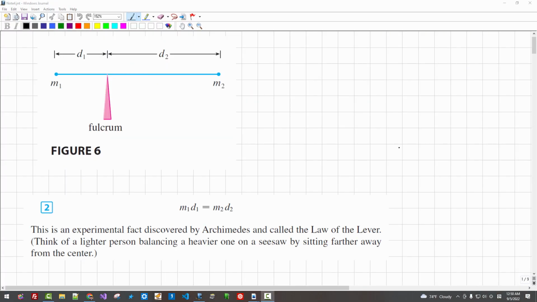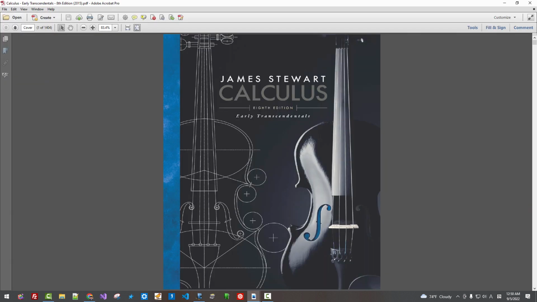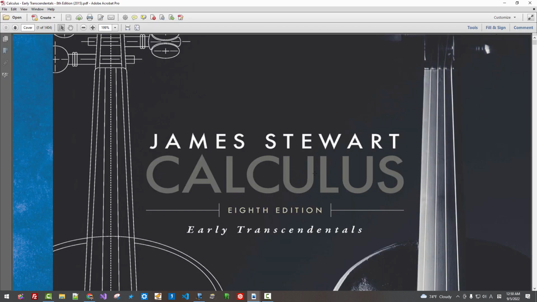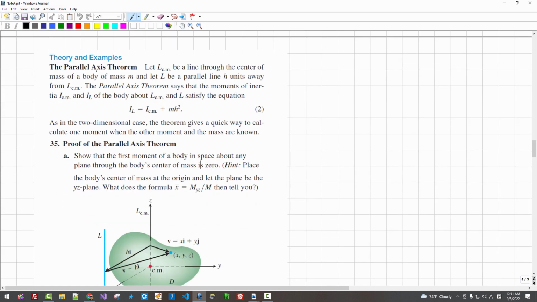Please understand that I got this explanation of center of mass from this book, James Stewart, Calculus: Early Transcendentals. The PDF book is the 8th edition, but I have a hard copy of the 9th edition. My objective in this session is to prove the parallel axis theorem.